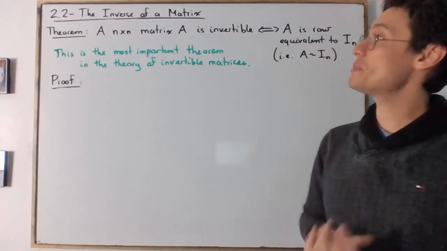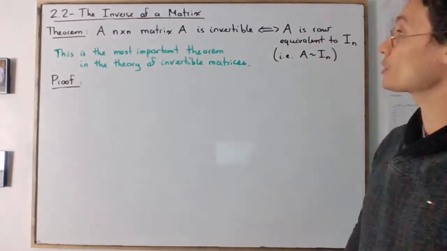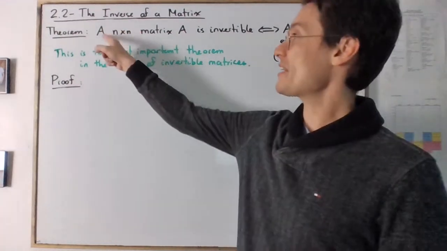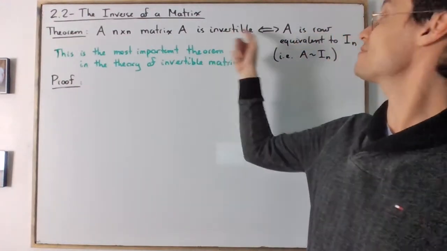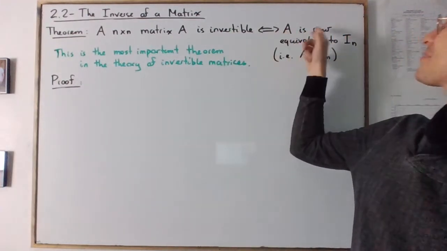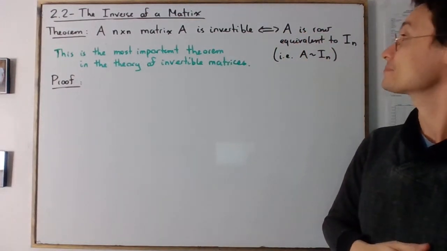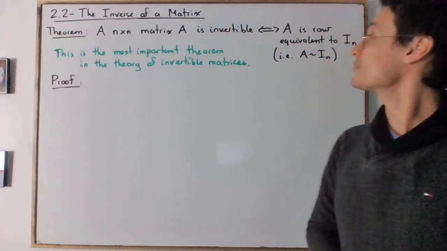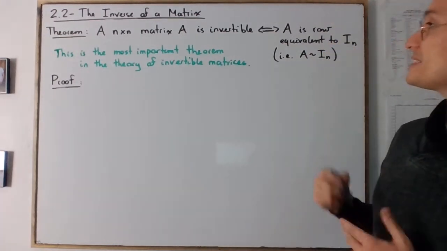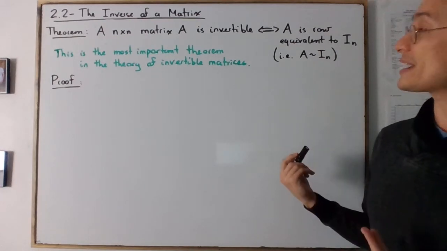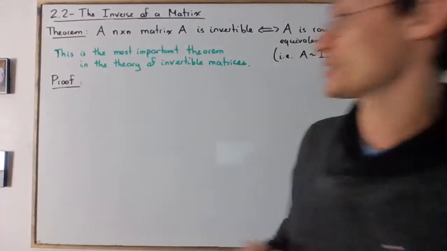This is arguably the most important theorem in the theory of invertible matrices, and we're going to prove it. So if A is an n by n matrix, it is invertible if and only if A is row equivalent to I. Okay, so the idea is to prove both directions. So we begin with this direction.